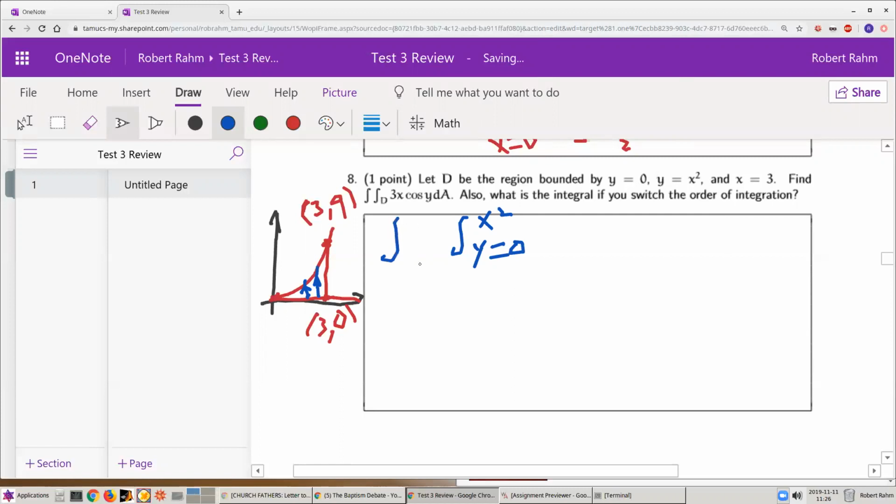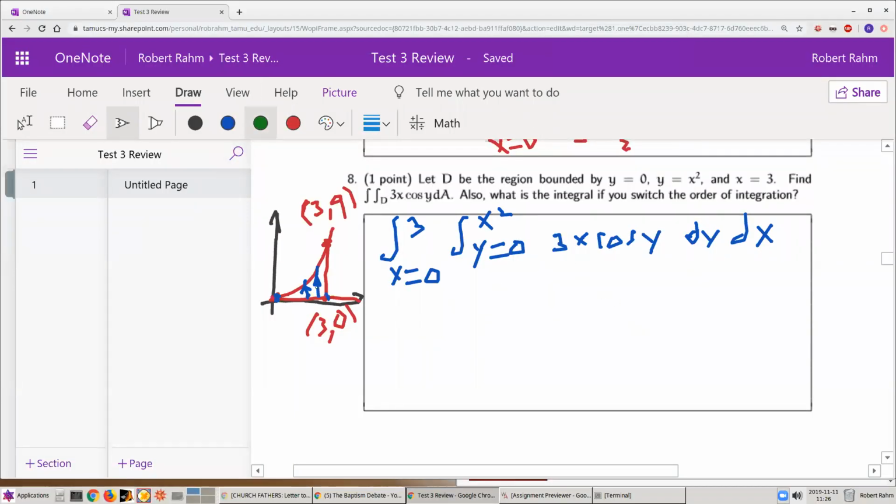And in the x integral, the x values are going to go from this point to this point. So that's x equals 0 to 3, and we'll have 3x cosine y dy dx. Okay, so this is the integral if we do the y integral on the inside. Now let's see what happens when we do it with the x integral on the inside.